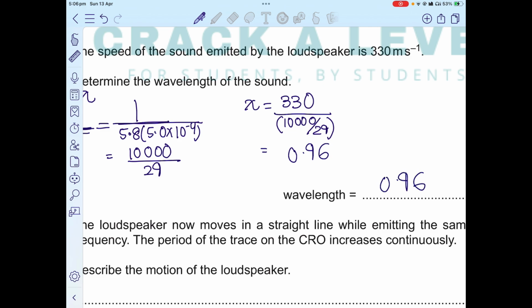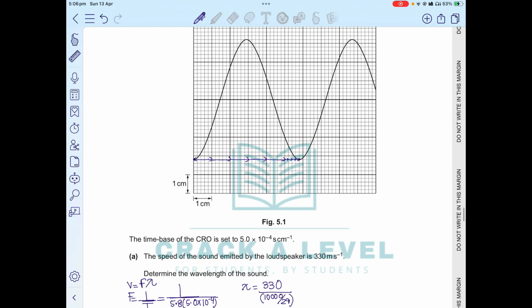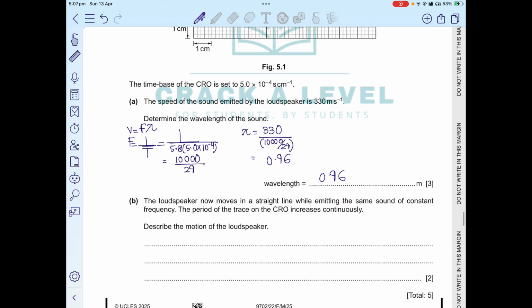So first of all, what I did in this question was determine the frequency using the equation 1 over the time period. The time period I got from the graph. Then I used v = fλ to determine the wavelength.